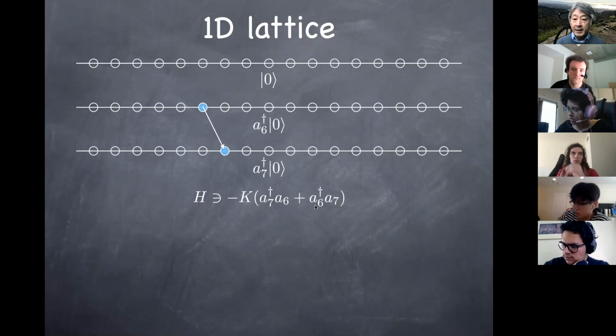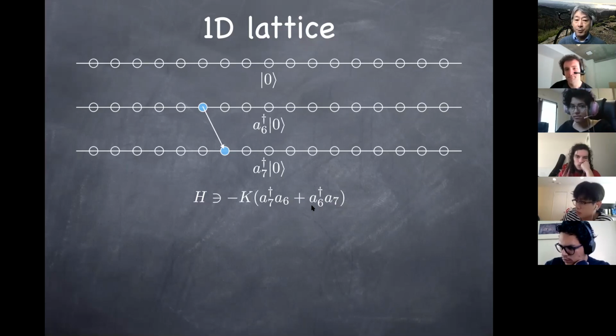So what you see here is that this second term we added would also let the particle move, but now in the opposite direction. You annihilate a particle at site 7, and you create a particle at site 6. So this term would describe the motion of the particle from site 7 to site 6 instead. So this is the way the particle can move in either direction, from 6 to 7 or 7 to 6. So this is the term we are going to add to the Hamiltonian.